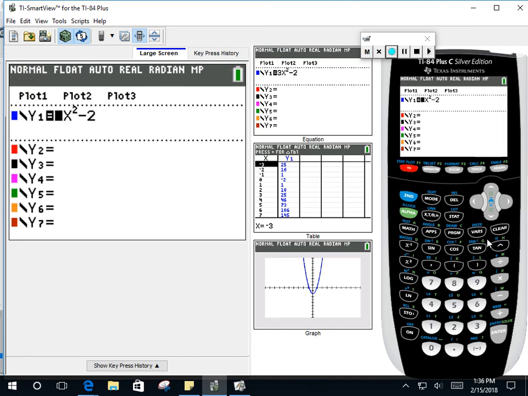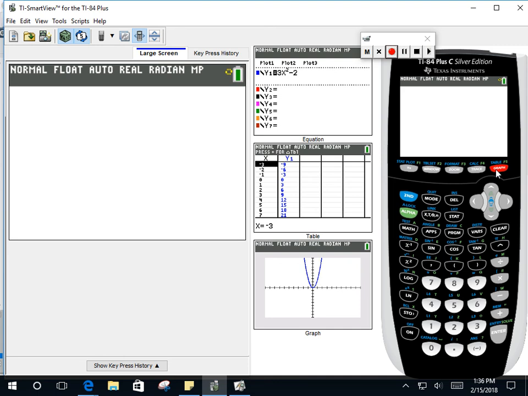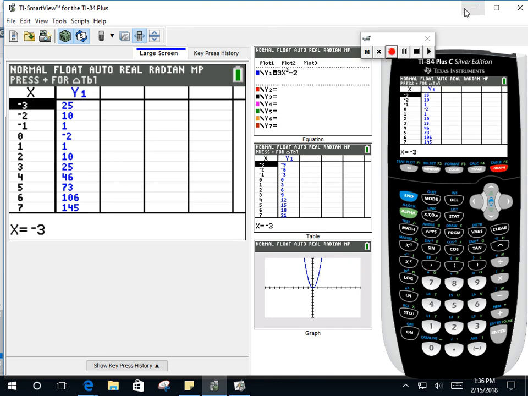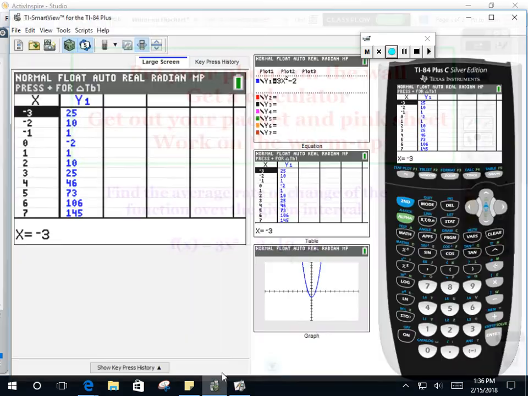Y equals 3x squared minus 2. Now, when you graph it, you can look at it and try to figure out the average rate of change between 0 and 3. But honestly, it's probably easiest to do what? Go to the table. Second table. Now remember, 0 and 3 is an interval. So those are both x values. So on the table, we need to find their corresponding y values.